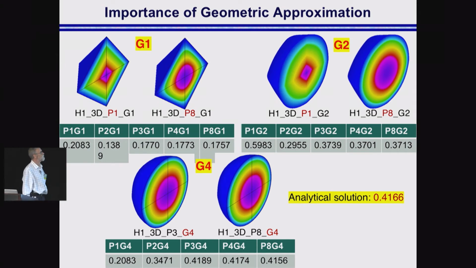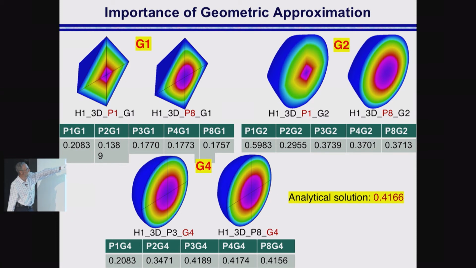Now what happens if you leave a lousy geometric approximation and increase polynomial order? Well, you very quickly improve to a very lousy result on that. Sorry for the couple of numbers getting screwed up when the slide went from one machine to another.